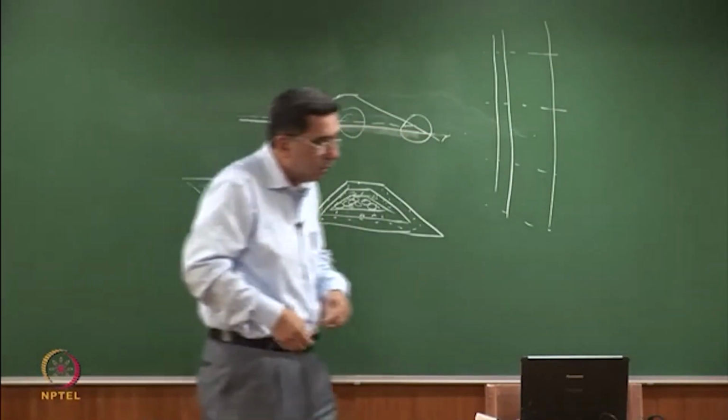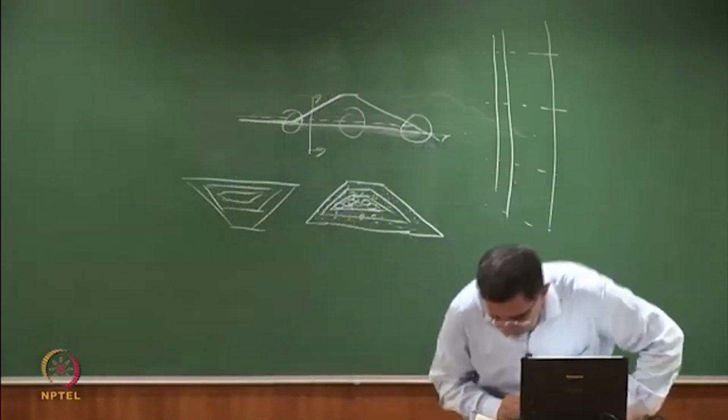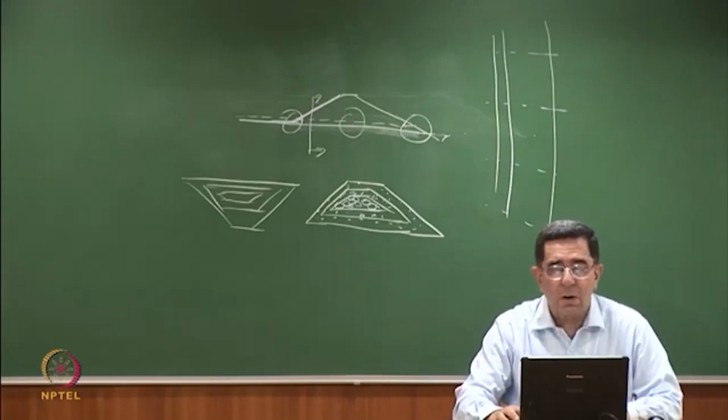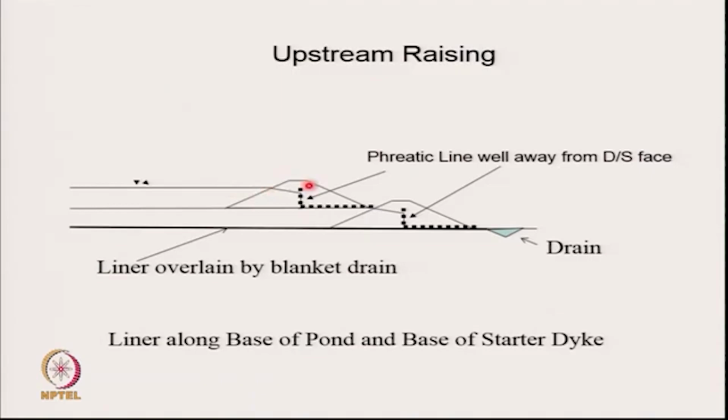Consequently, if you look at the options. So here you see that here what they have done is they have taken the liner overlain by a blanket drain through the dike, and they have therefore allowed the water to collect at the drain. In such a case, the ponded water would come down and you would be able to make your first raising with no problems.